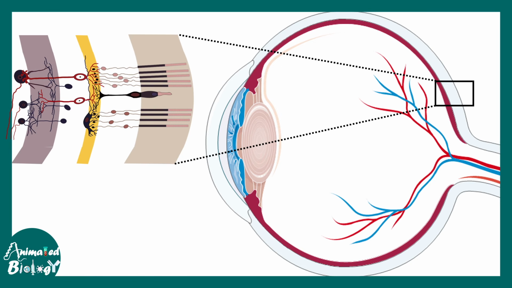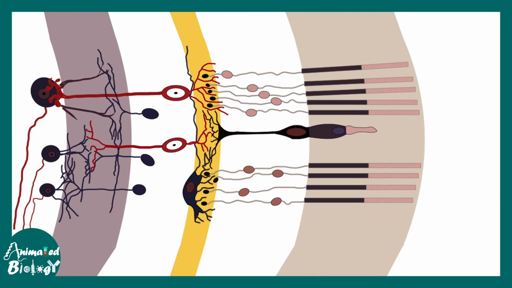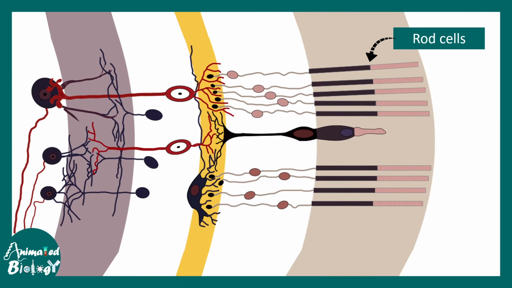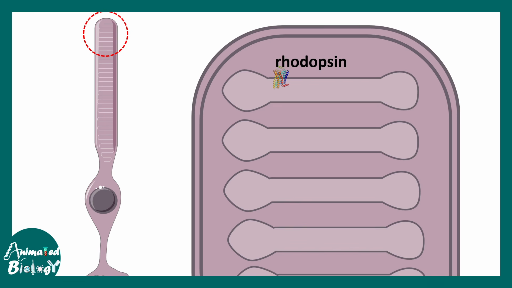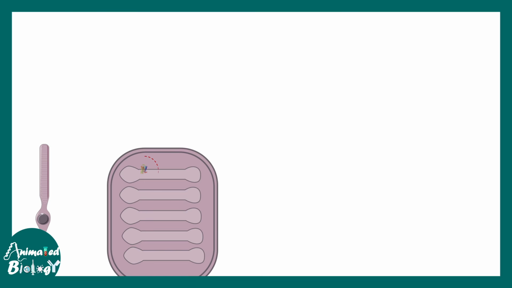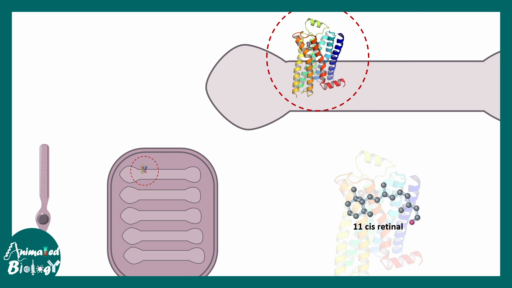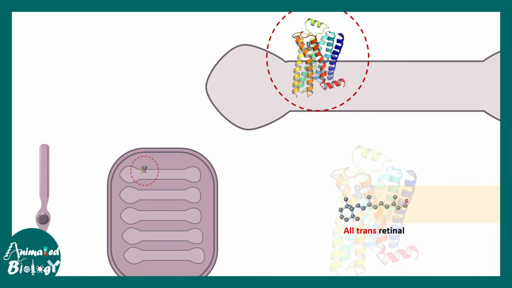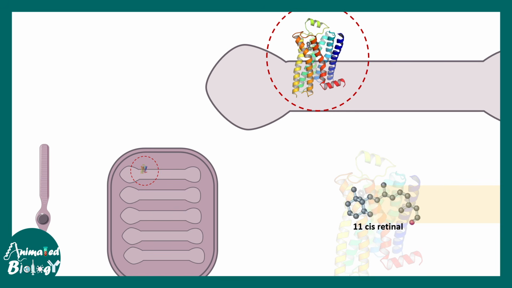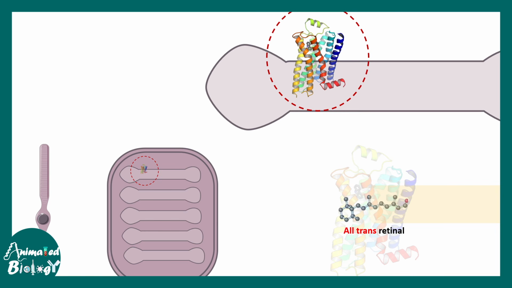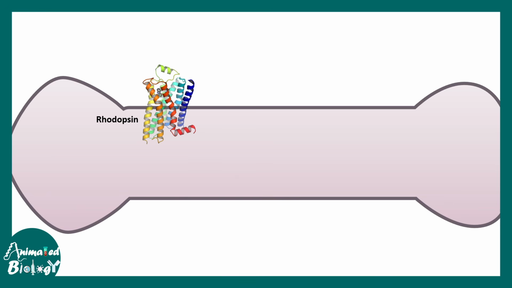Now this cyclic GMP is involved in phototransduction. We are looking at the retina, where we are looking at the rod and cone cells. Inside the rod cells there is rhodopsin. Rhodopsin is basically a G protein coupled receptor which is activated by light. So when there is light, there is a specific conformational change in these receptors. So 11-cis retinal gets converted into all-trans retinal.